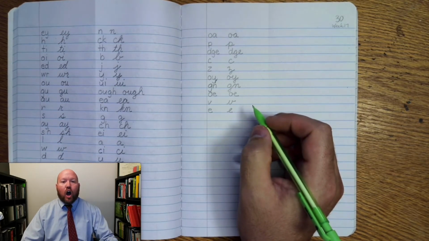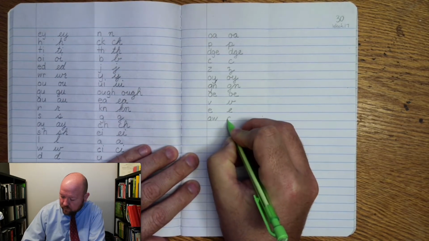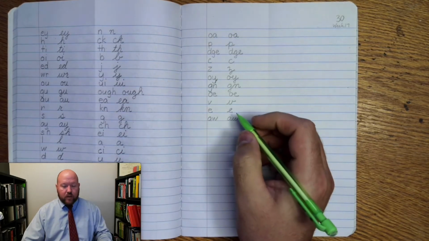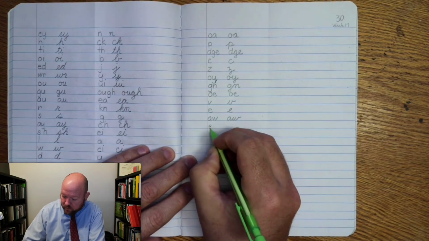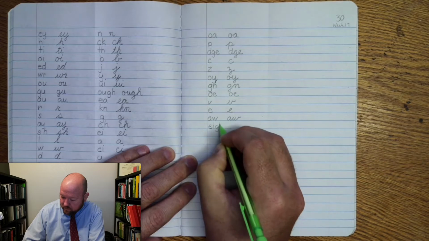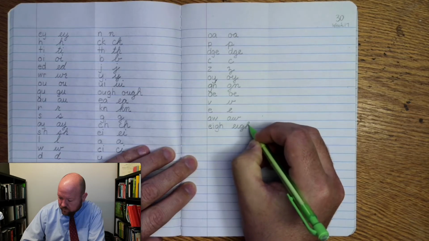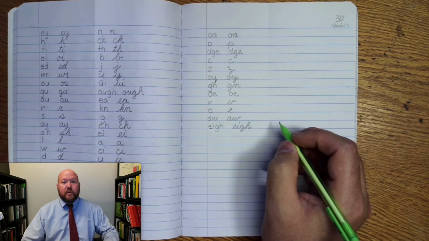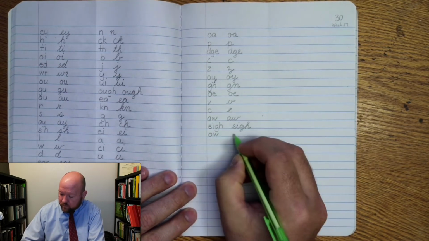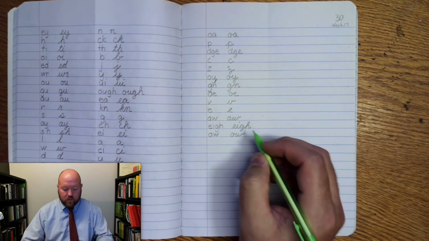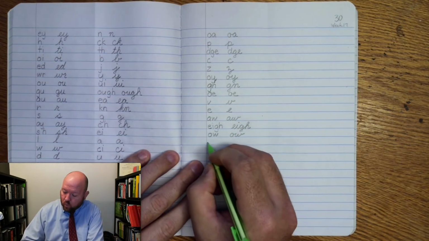The next one is ah. The next one is A, four letters. A, four letters. The next one is ow, o. Ow, o. The next one is were. Were.